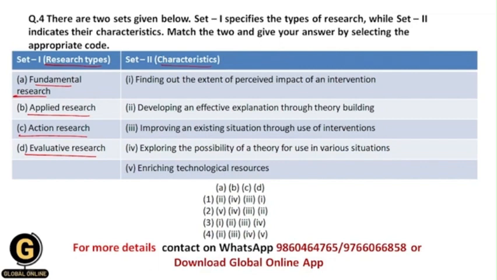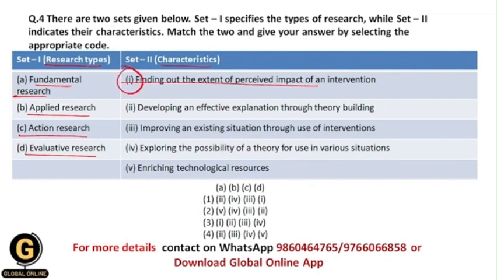Finding out the extent of perceived impact of an intervention. Okay, it means that whenever you get the effects of your research, then how the causes are causing that much amount of effect. So whenever there is an increase in cause, then how much effect it will be having, or whenever you decrease the cause, then how much effect you will be having. So this is the meaning of this first statement.